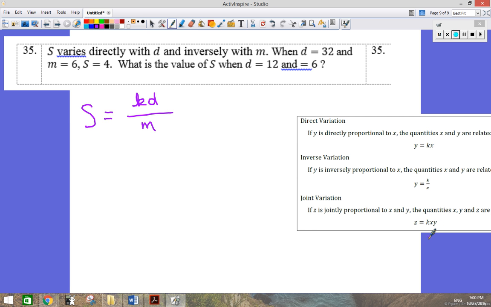So there's the equation that they wanted. Now they provide me enough information to determine what K is. They're telling me that S is 4. I don't know what K is.